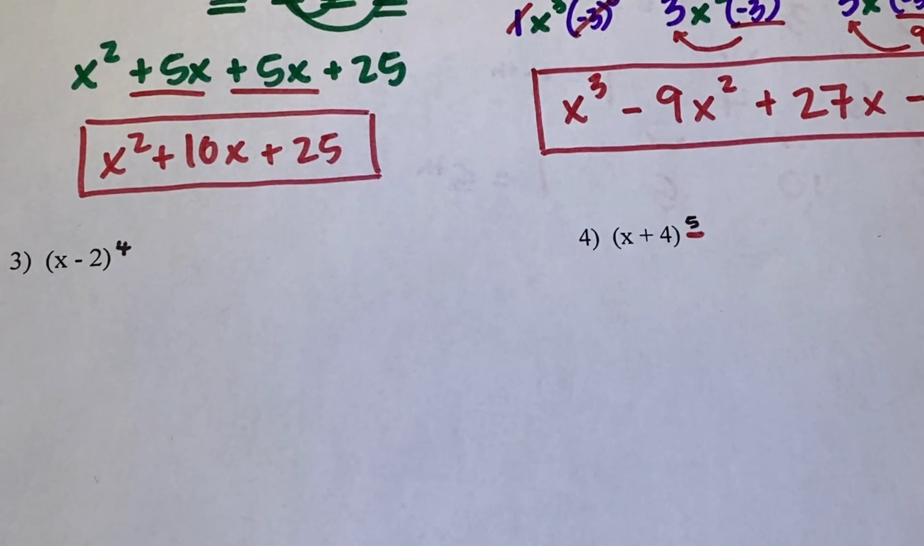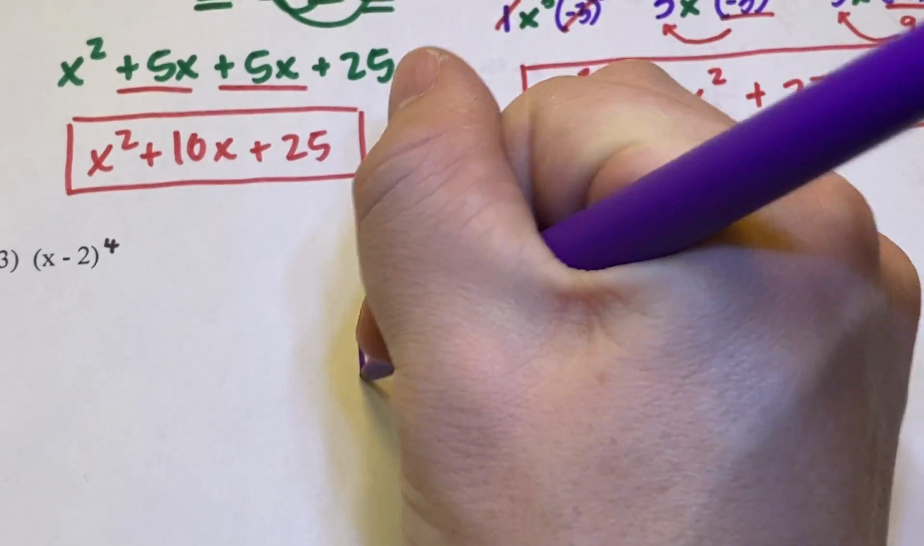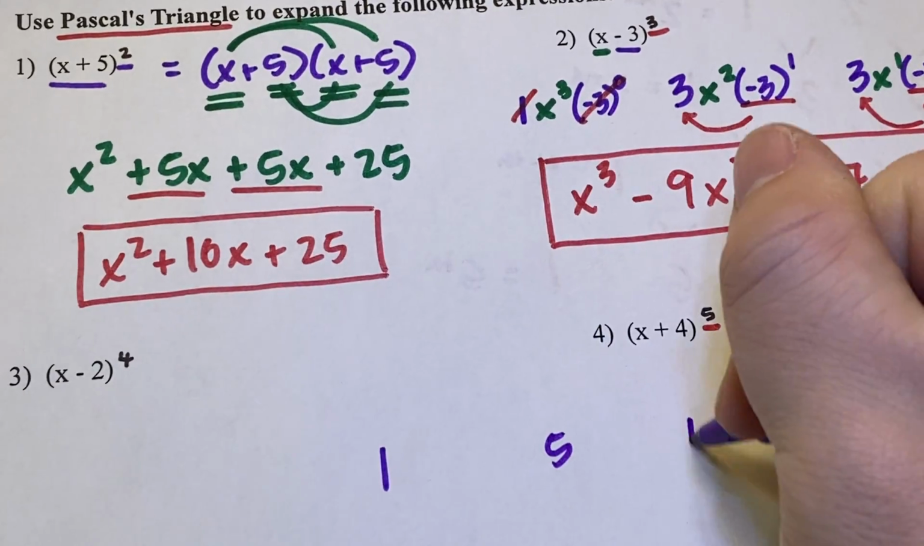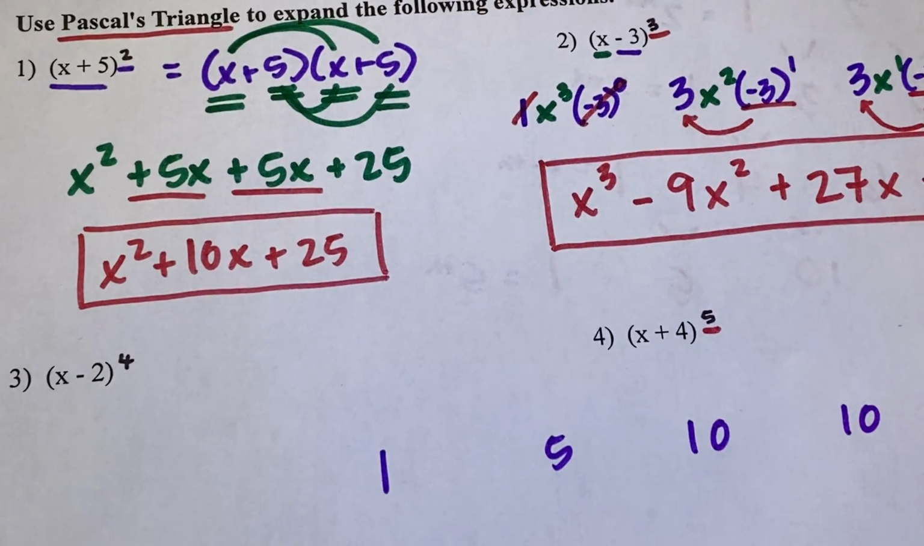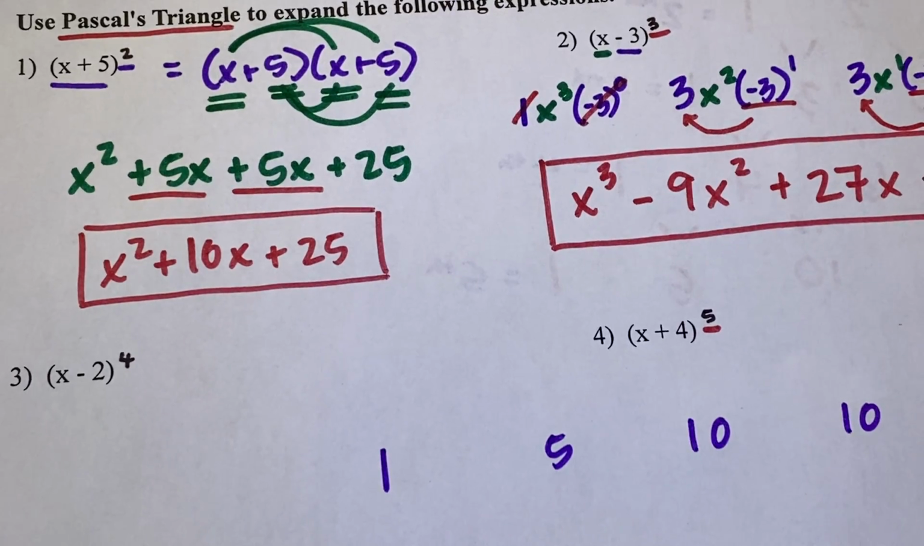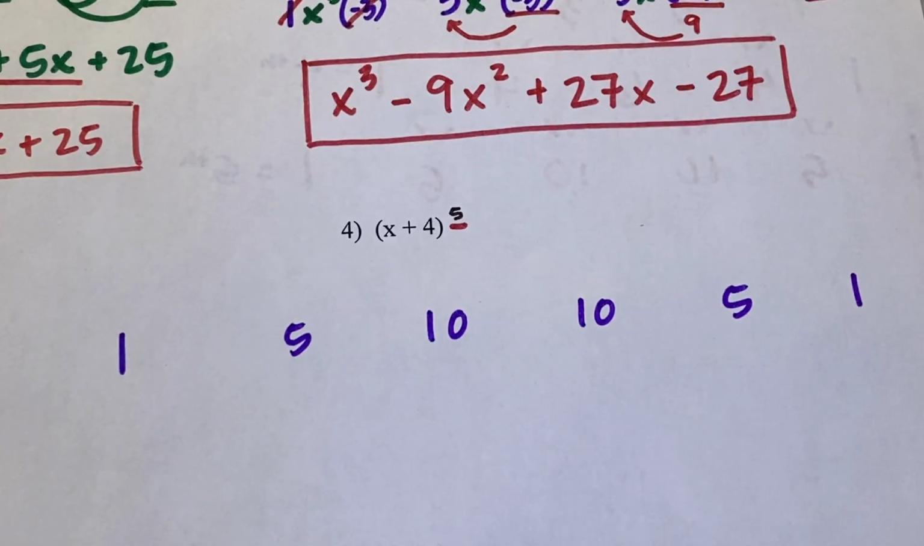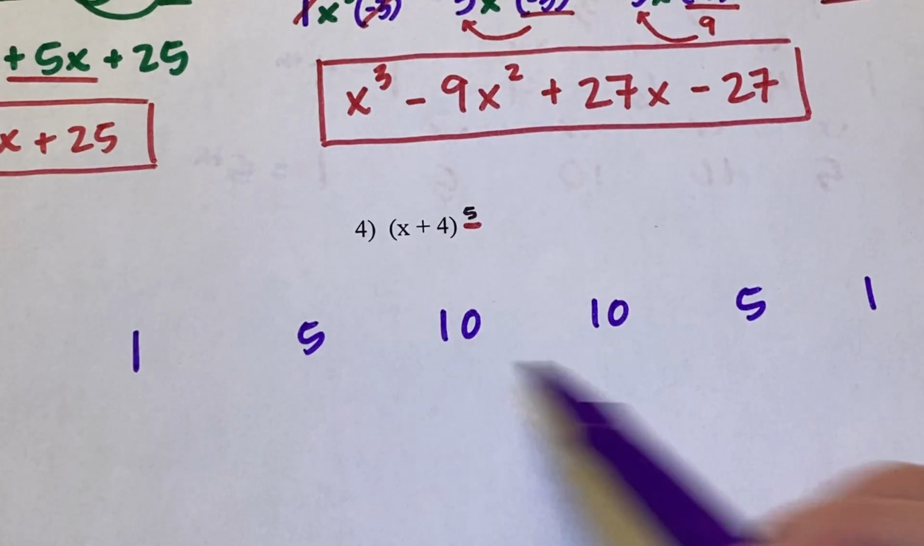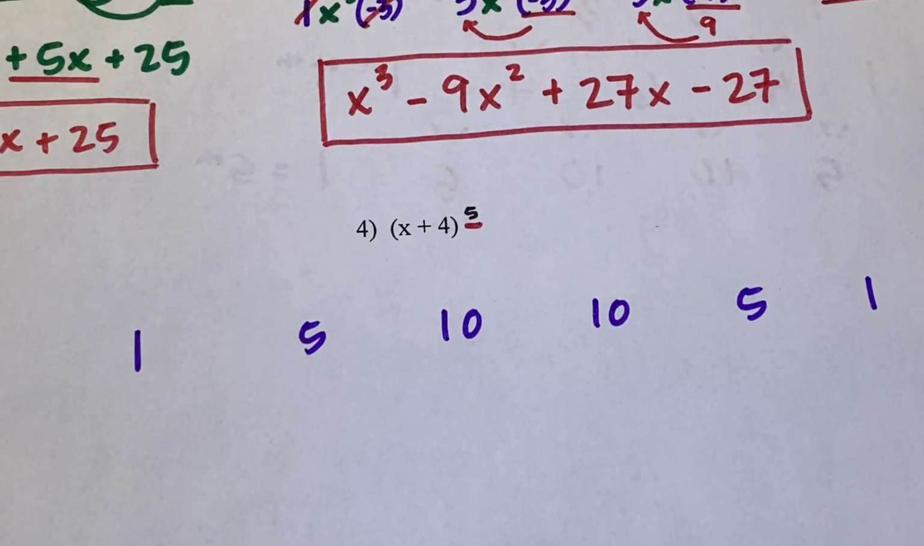Let's do, what was it? 1, 5, 10, 10, 5, 1. Skipping 3. Yep, skipping 3. Okay, so it's being taken to the 5th power, so we needed that 5th row, right?